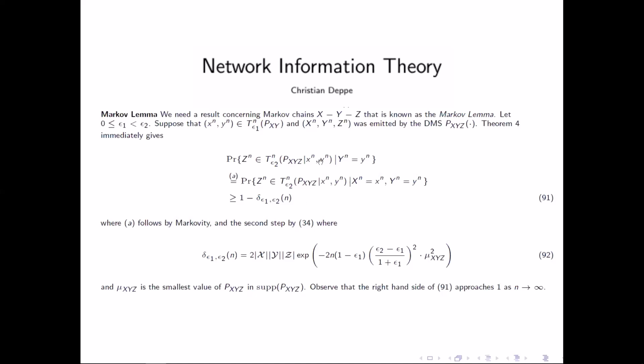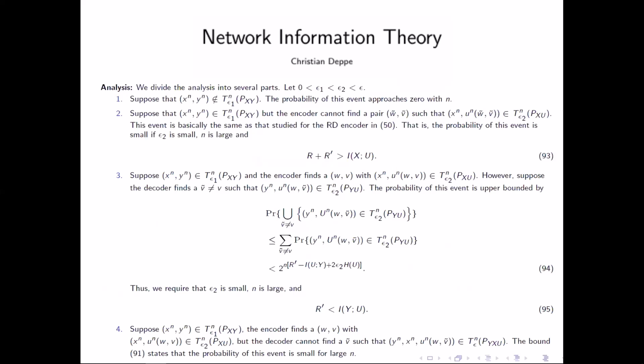But this probability was already in one of our theorems in section 1. So we know that this goes to 0. We called this delta epsilon 1 epsilon 2 of n. And so we know that this is greater or equal 1 minus this delta. You can write this delta in more detail here, but I think it's not so important. We just have to know that the right-hand side of 91 goes to 1. We need this for one of the cases we analyze now.